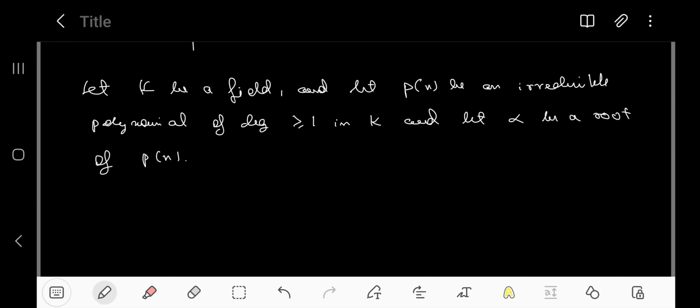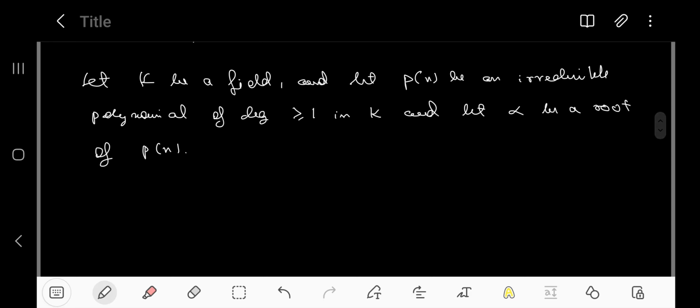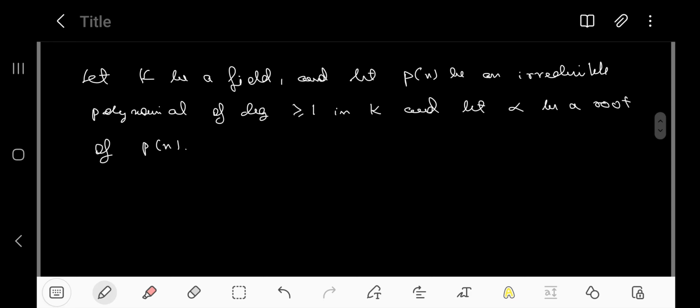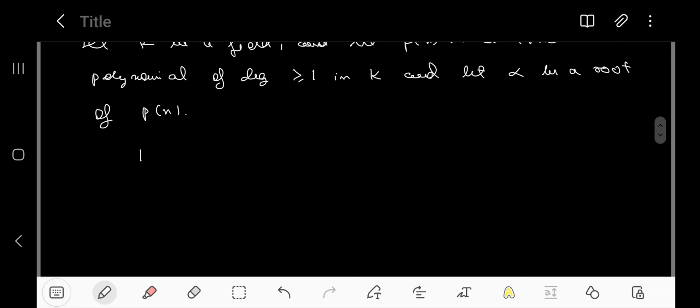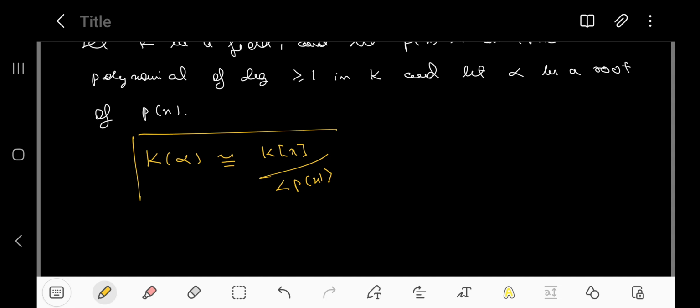So what we do is extend K to a larger field, K being a subfield of that field, and this root is in that very field. Clear? So we take that field to be K(alpha), which is isomorphically defined as K[x] over the ideal generated by this irreducible polynomial.